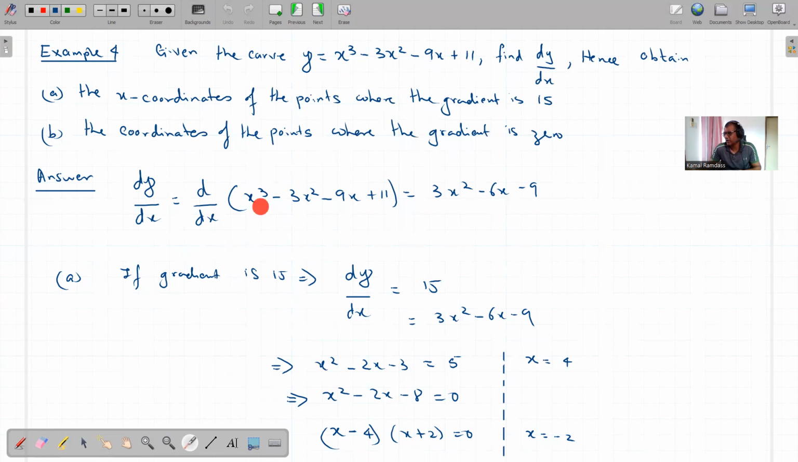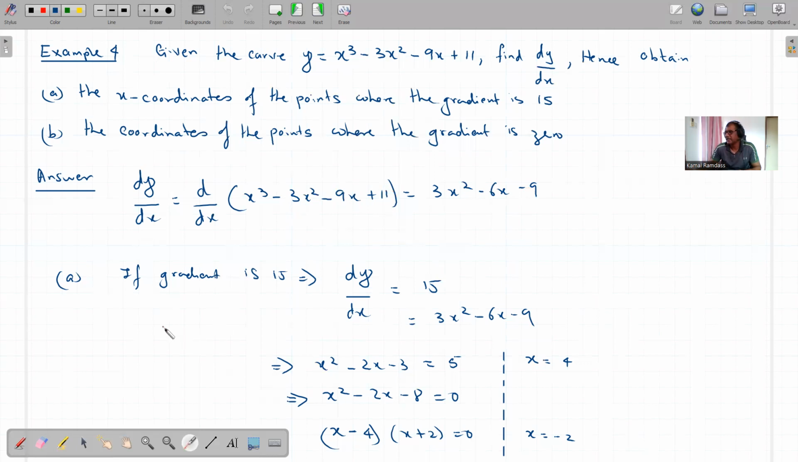Là, on a 3x squared minus 6x minus 9. OK. 3 vient devant x à la puissance de 3 moins 2, 3x squared. 2 vient devant, vient moins 6, x à la puissance de 2 moins 1, x. Et 1 vient devant, vient moins 9, x à la puissance de 0, et ça c'est 0.